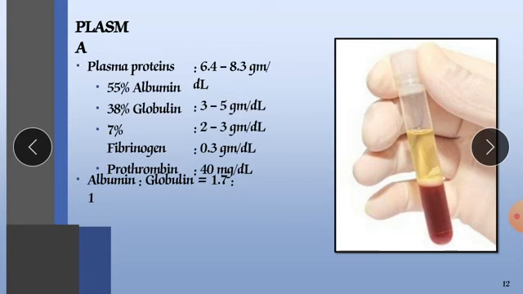Alpha and beta globulins transport iron, lipids, and fat-soluble vitamins. Their major function is to kill the bacteria and viruses, meaning to kill the pathogens which come from external sources.